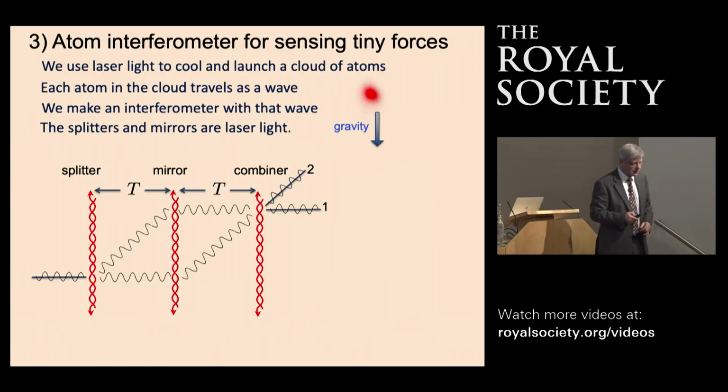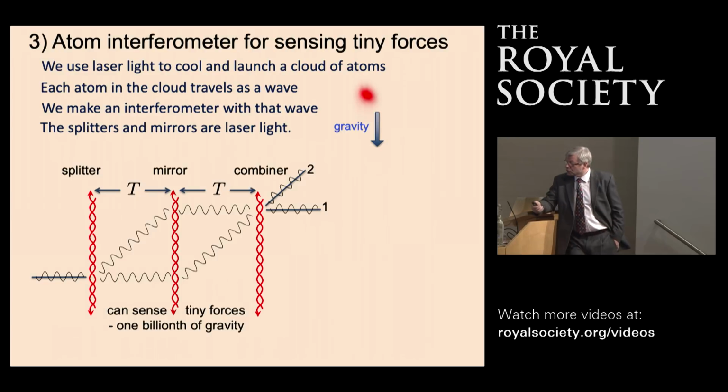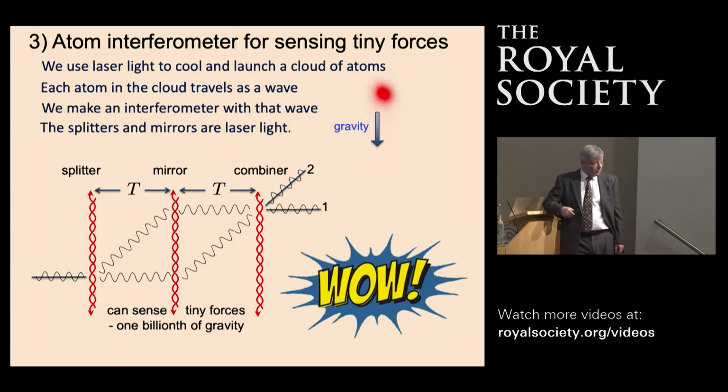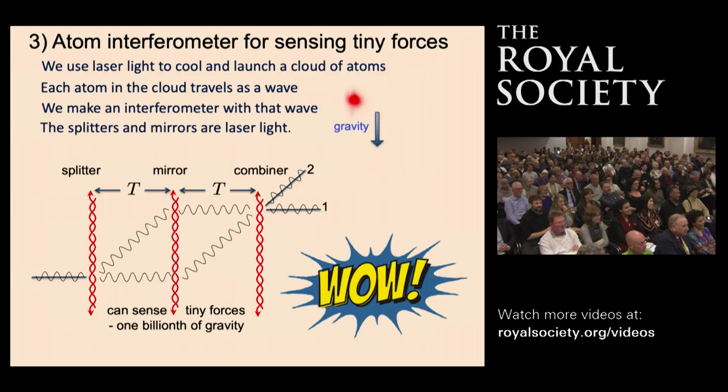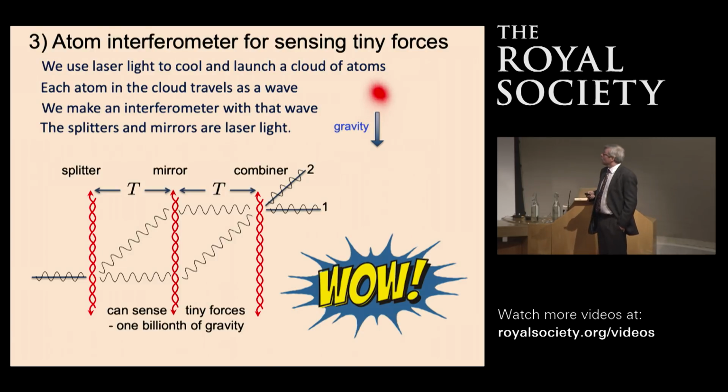Now, it turns out that this instrument is remarkably sensitive. It can sense a change, a tiny force equal to 1/1000th of gravity. So if this gravity here were to change by 1 part in a billion, it could be sensed by this interferometer. And you are supposed to say, wow. That's a very sensitive device. What can you do with it?